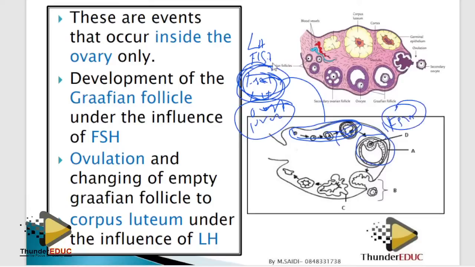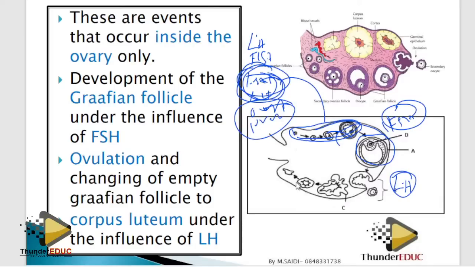And then the second hormone is luteinizing hormone, which triggers this to happen. So ovulation is under the influence of luteinizing hormone. And number 2, it also helps to change the empty Graafian follicle to corpus luteum. Guys, luteinizing hormone does not change it, it stimulates the conversion of the empty Graafian follicle to corpus luteum. We need to hear that word, stimulation.